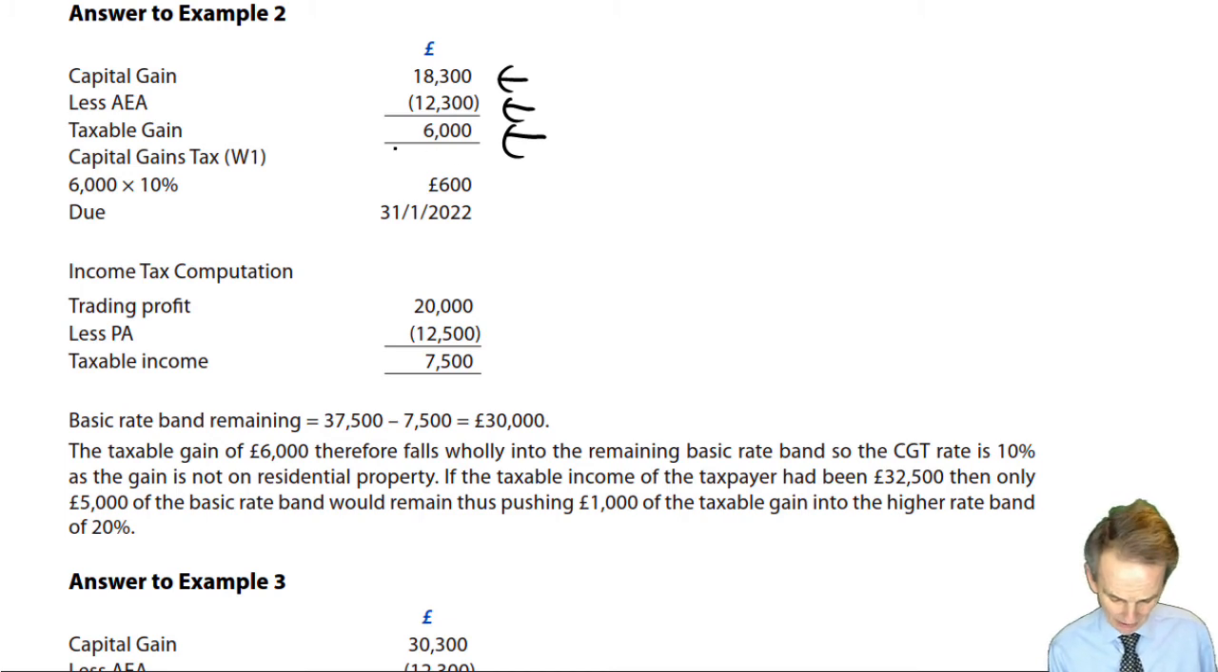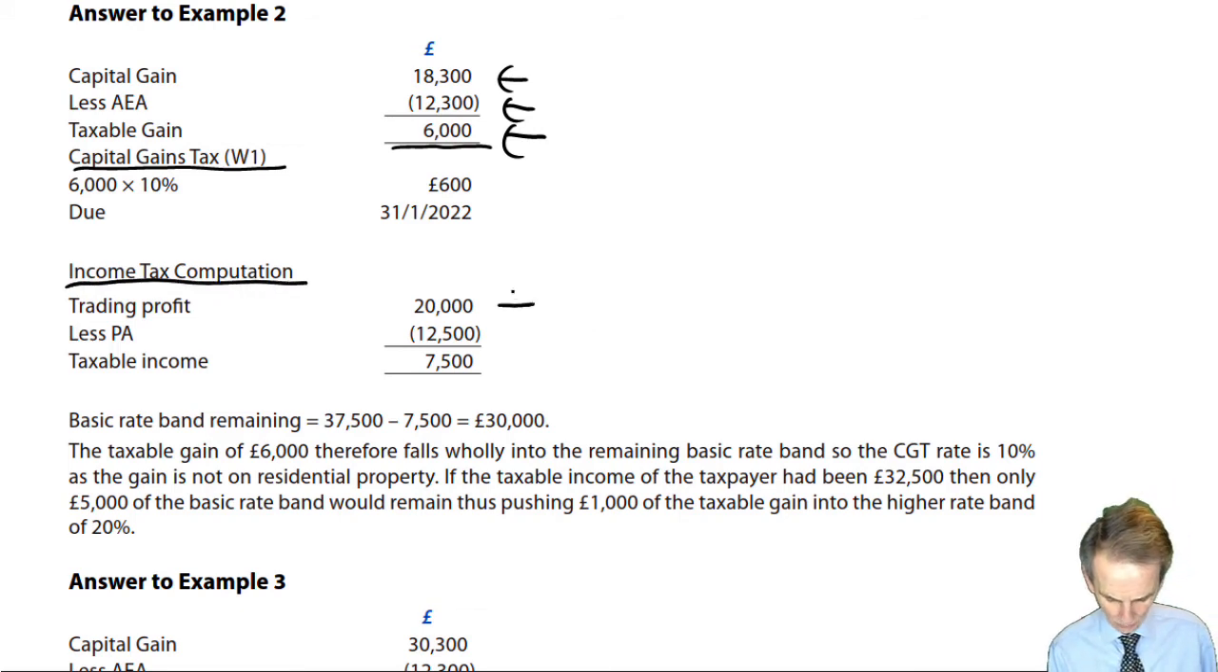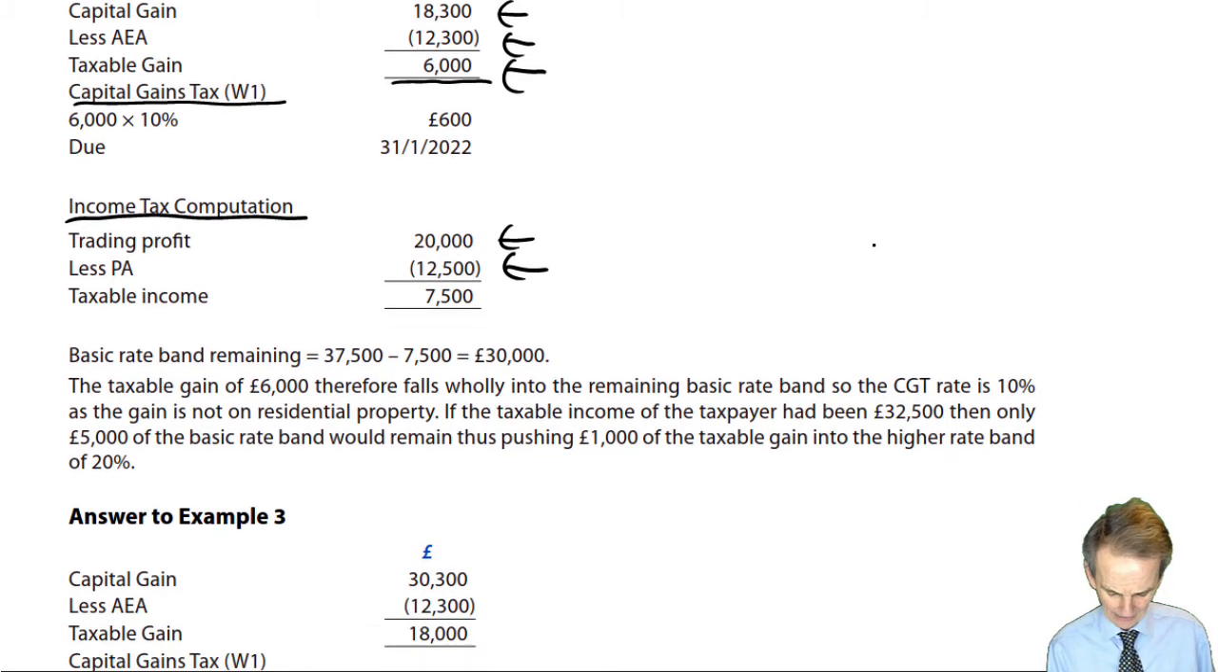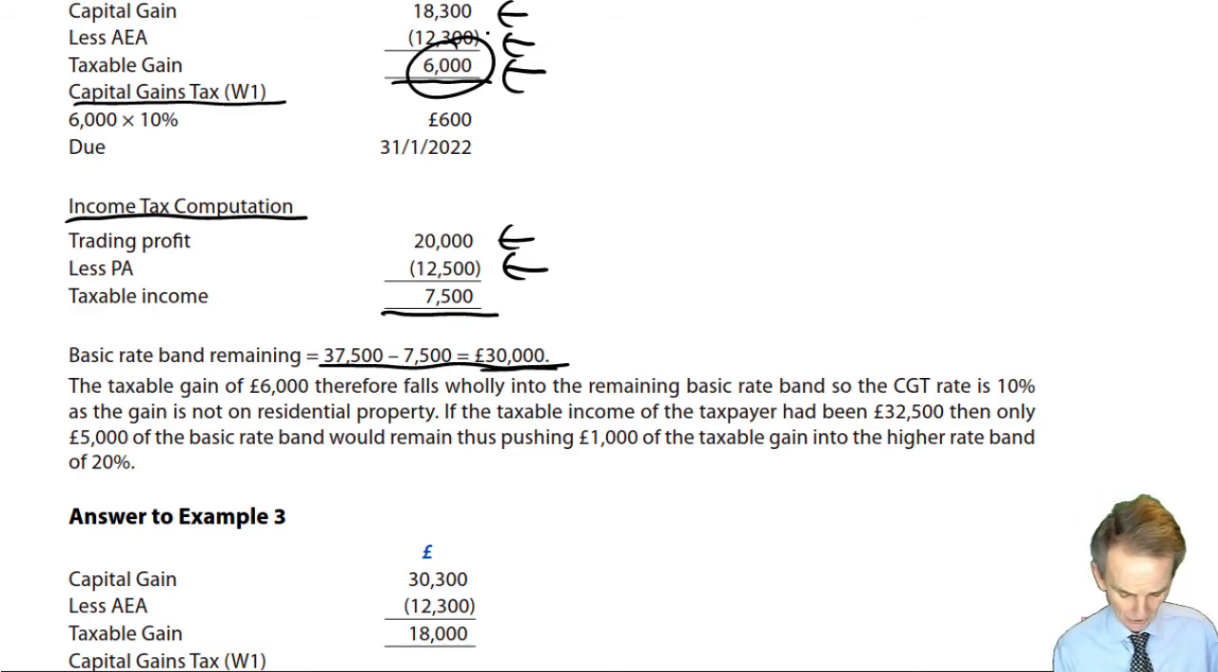So you know there's a £6,000 taxable gain, but to be able to work out the capital gains tax, you need to know what tax rate will be applicable. And for that, we need the income tax computation. Just the one source of income, trading income. Take away, of course, this time the personal allowance, to give us taxable income. As that is the only source of income, £7,500 of taxable income leaves a very substantial remaining basic rate band of £30,000. More than sufficient to cover that £6,000 of taxable gain, all of which therefore falls in the basic rate.